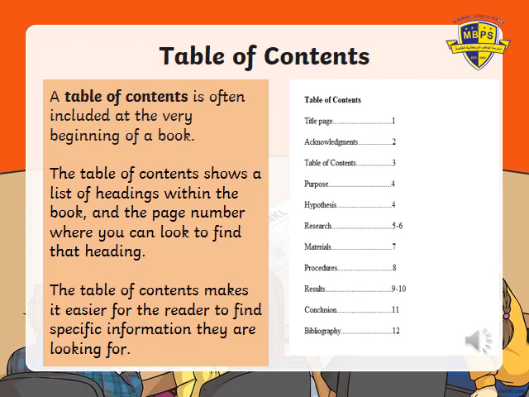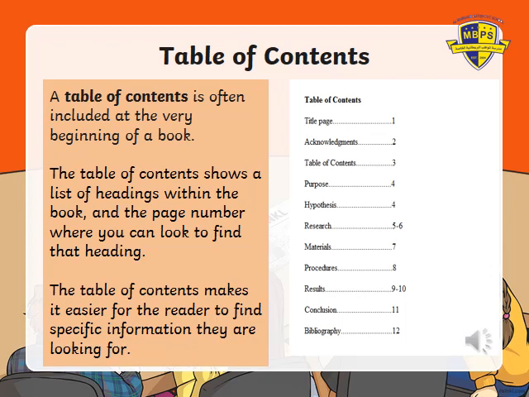So the table of contents is often included at the very beginning of a book. The table of contents shows a list of headings within the book and the page number where you can look to find that heading. When you do this, you will have a lot of fun, because it's really fun to find out the topic along with the page number.